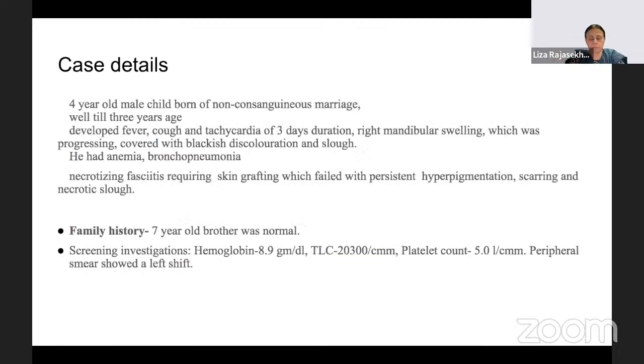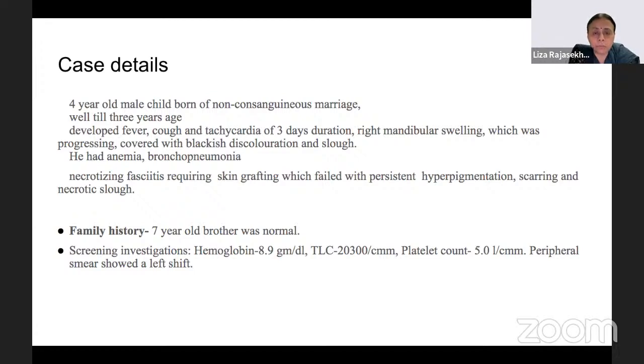So if you see patients with pneumonias and granulomas, then you should be thinking of CGD. So we had a case, a 4-year-old child who was born of a non-consanguineous marriage, and till 3 years he was fine, and then he started developing fever, cough, and tachycardia. And within 3 days, he had a right mandibular swelling, which progressed to necrosis and was covered with a black slough. He also had bronchopneumonia at that time. And this mandibular swelling went on to become a necrotizing fasciitis, requiring a lot of surgical intervention, but which healed with secondary intention and left a lot of hyperpigmentation and scarring.